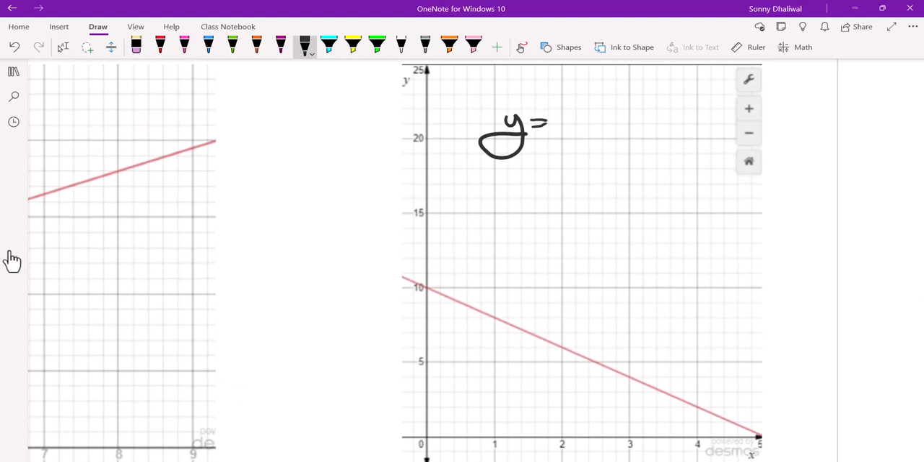y equals mx plus b. Now you need to be careful. Where does the line cross the y-axis? Not the x-axis, the y-axis. 10, right? It crosses right here. That's the number 10.